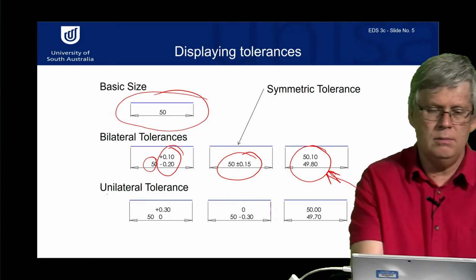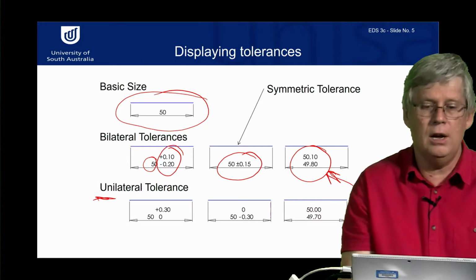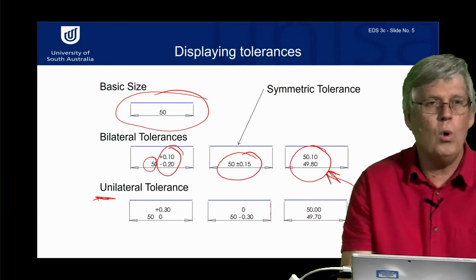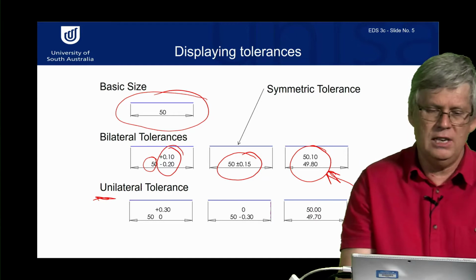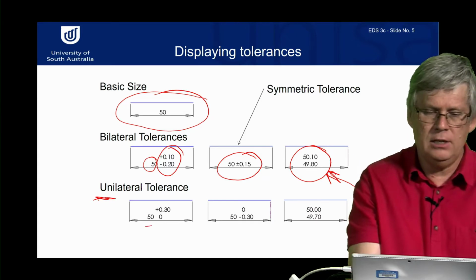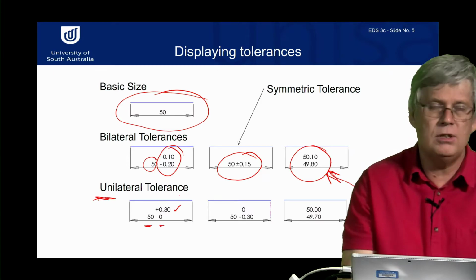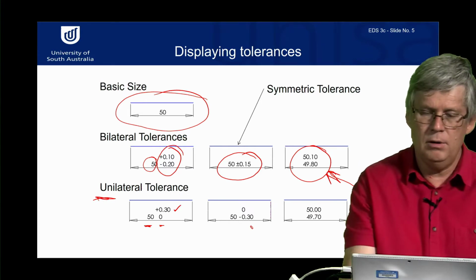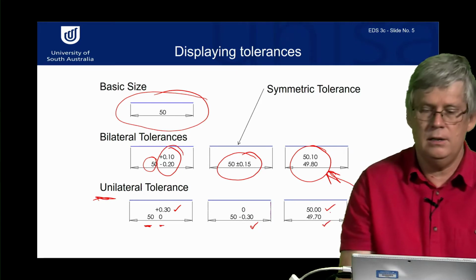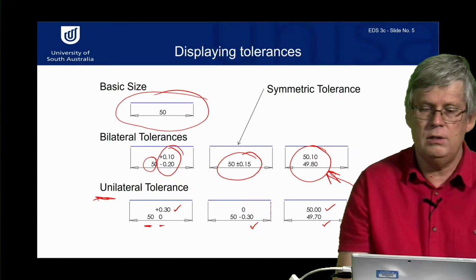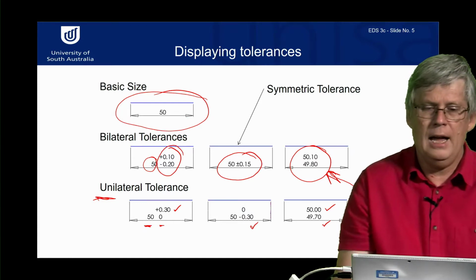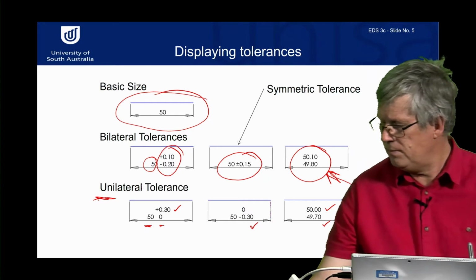Now unilateral, uni is one. Just think of a unicycle, it has one wheel. So a unilateral tolerance goes in one direction. So you can see we have a basic size of 50, and in here we have 0. So it's exactly 50, but it's allowed to go up to 0.3 larger. We can go 0.3 lower. We can do a unilateral tolerance by using the number 50 and the amount that it goes down. So that's a unilateral tolerance. So that's the part to know about these tolerances.